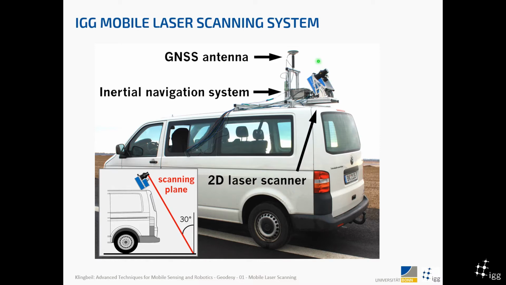It has a scanning plane which is oriented in this angle here. If it would be oriented in this direction, it would hit the car basically. So it is oriented in that way so that you can see all the way down to the road surface. And we have a GNSS antenna here with a very precise GNSS differential RTK system. And here we have an inertial navigation system which gives you very precise orientation information. And this system is then used to drive through the environment and build 3D maps.